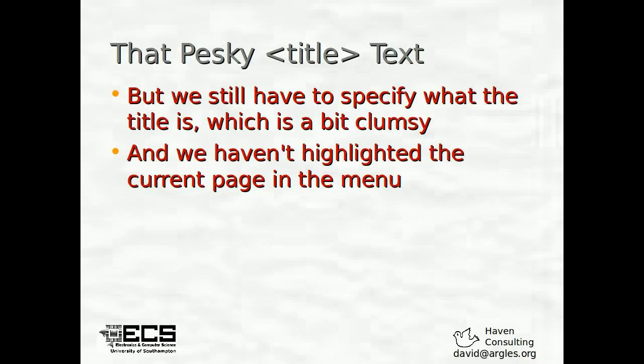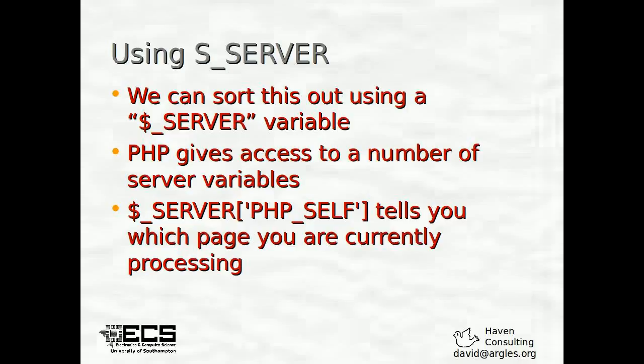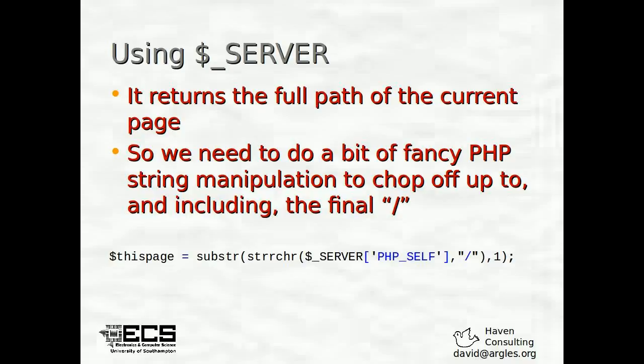Well, yes, this is where the $_SERVER variable comes in. So in PHP we have access to a number of variables that the server keeps track of while it's dealing with a page request. You can look at what's possible within $_SERVER by looking it up on the PHP manual, but basically the one that we're interested in today is the $_SERVER variable PHP_SELF. That tells you which page you're currently processing. $_SERVER in those speech marks PHP_SELF returns the full path of the current page.